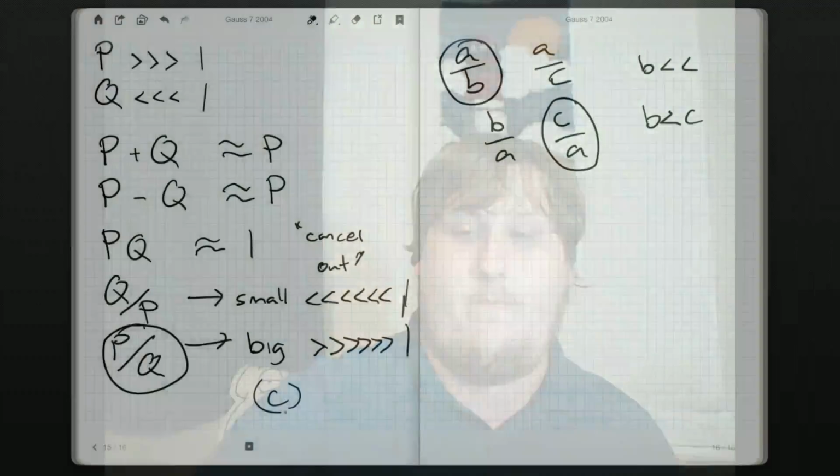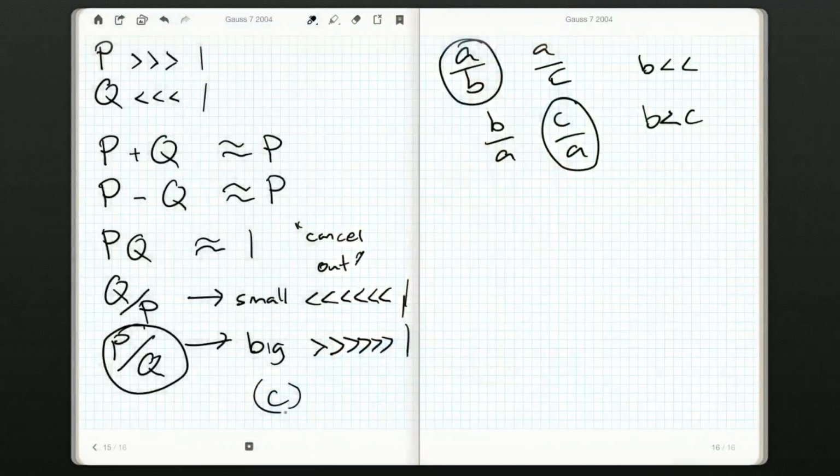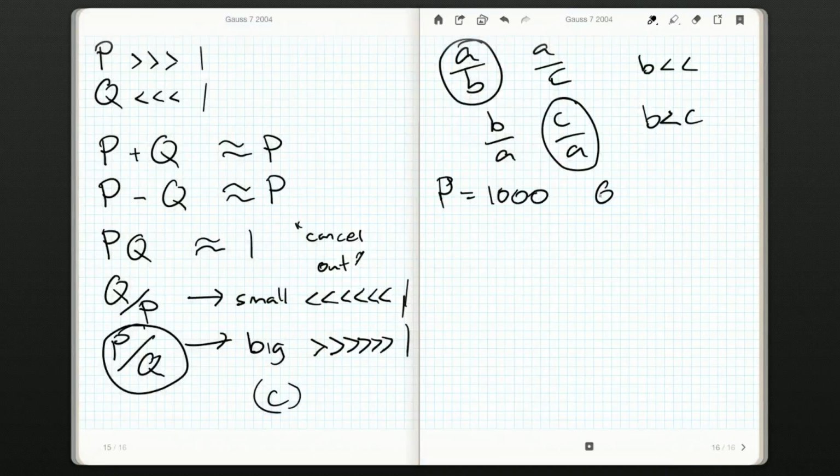I'm going to go through it with the calculator, and you're going to see that P over Q really is the very big answer. It's a massive standout. So, what have we got here? We've got P is equal to 1,000. So we're actually going to use the numbers now. And Q is 0.01. So I'm going to go in the same order. I'm going to leave the P over Q for the very end.